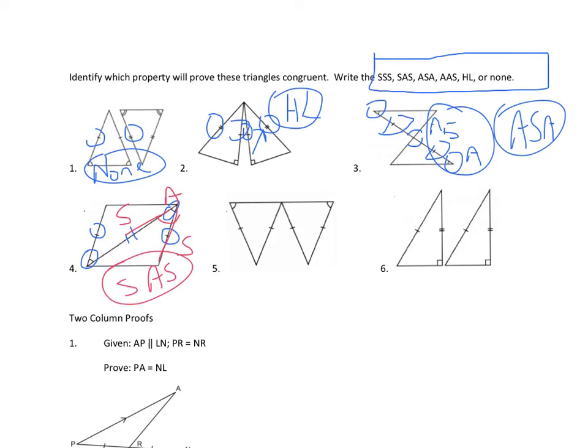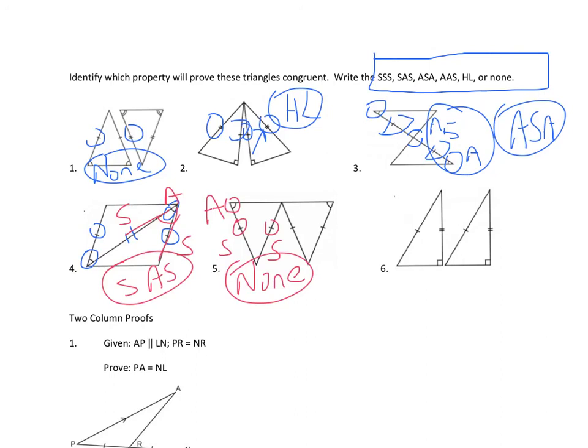If you look at number 5, okay, here we have side, side, and then the angle. So side, side, angle, and that does not prove congruency. Or think of it this way, the bad word the other way does not prove congruency.